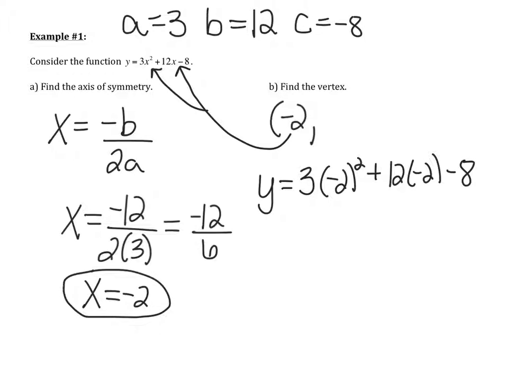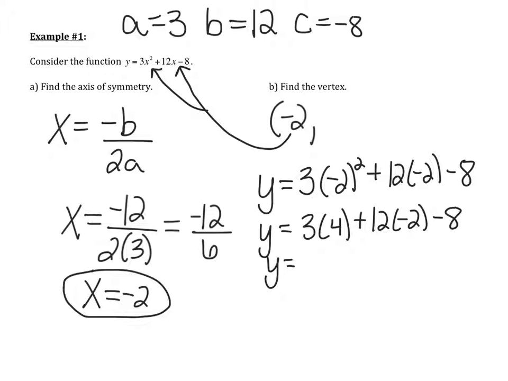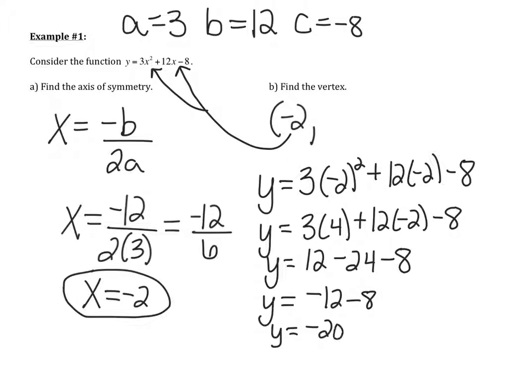So once again, make sure you follow the order of operations. So we're going to do the exponents first. So we have 3 times 4 plus 12 times negative 2 minus 8. Now we're going to multiply. So that would be 3 times 4 is 12. 12 times negative 2 is negative 24 minus 8. So then we're going to subtract all the way across. So 12 minus 24 would be negative 12. And negative 12 minus 8 is negative 20. So our vertex would be negative 2, negative 20.